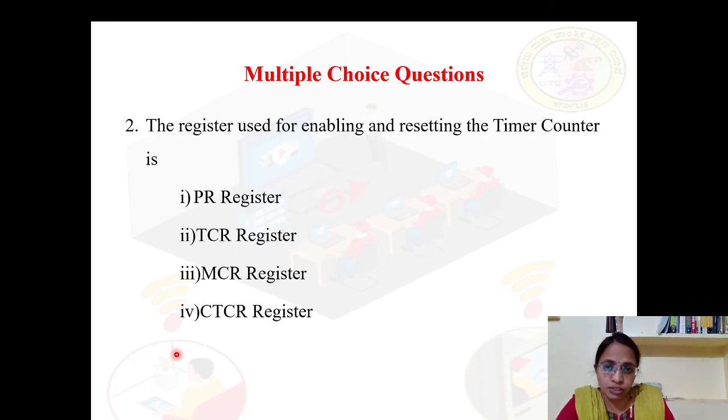The next question is, the register used for enabling and resetting the timer counter is. The first option is prescale register, the second option is timer control register. The third one is match control register. The fourth one is count control register. So which is the correct answer? Yes, the answer is the timer control register.